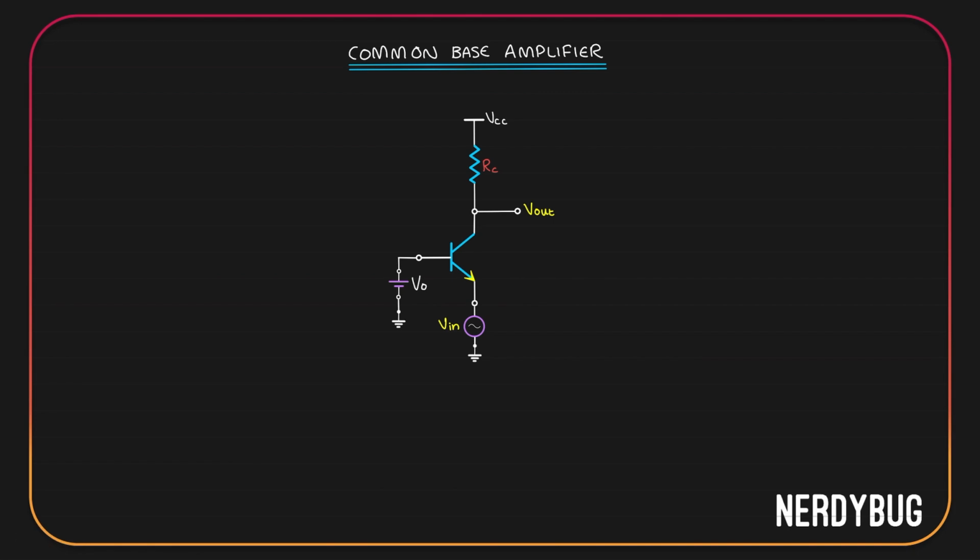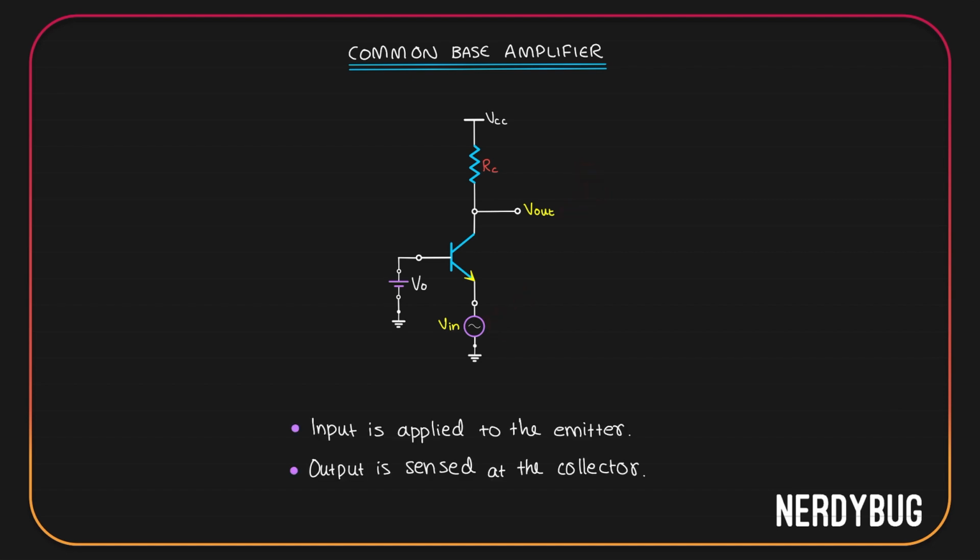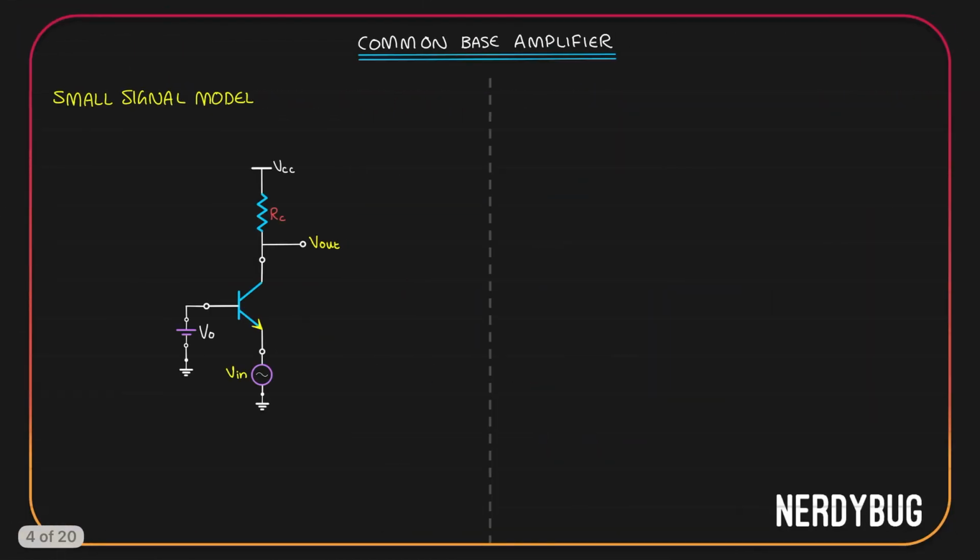Let us start by understanding what is the common base configuration. A basic common base BJT amplifier circuit looks like this. You can see that the output is still taken from the collector, but the input is given at the emitter. Let's figure out its small signal model.